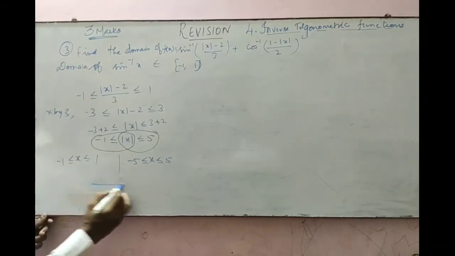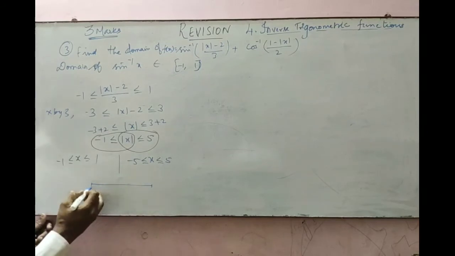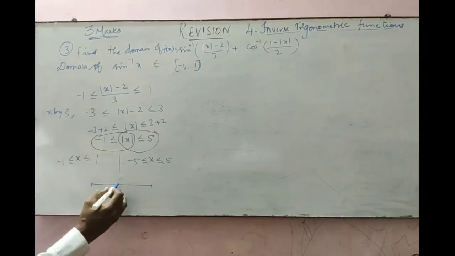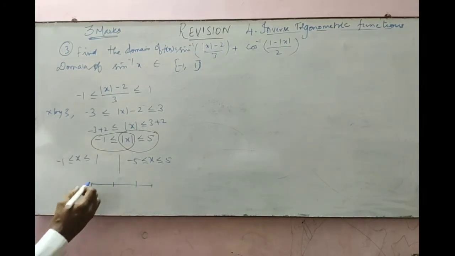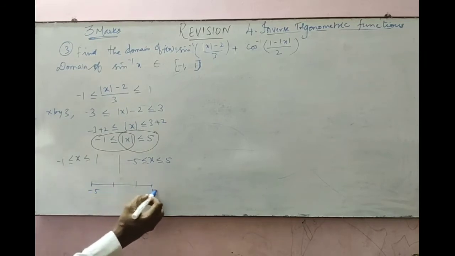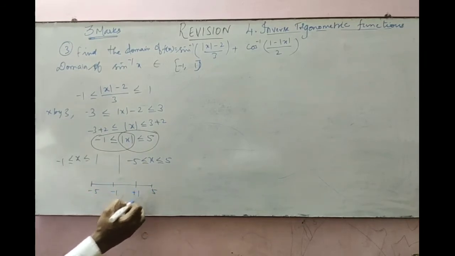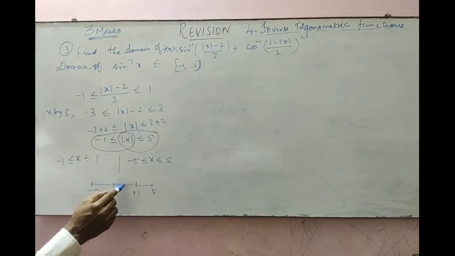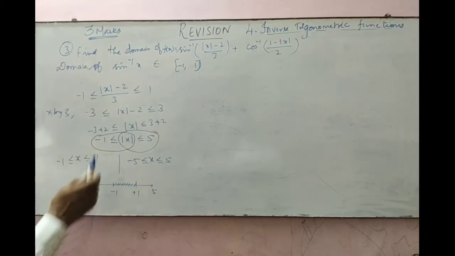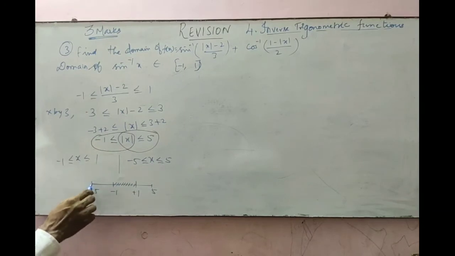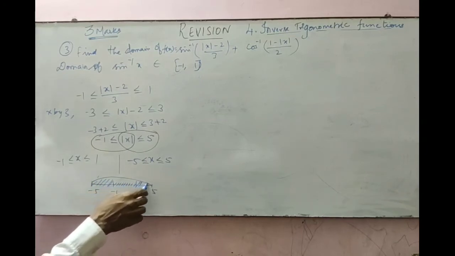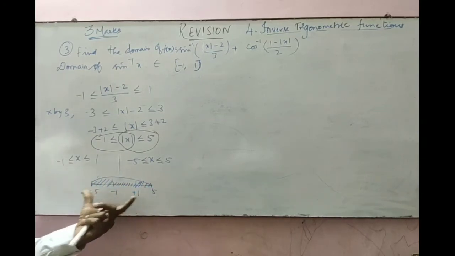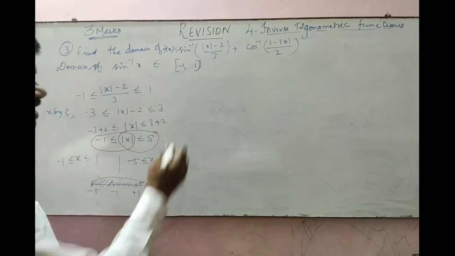So, if you consider a number line, minus 5 to plus 5, minus 1 to plus 1. In the first case, the limit lies between minus 1 to plus 1. In the second case, it occupies from minus 5 to plus 5. So leave this as it is.